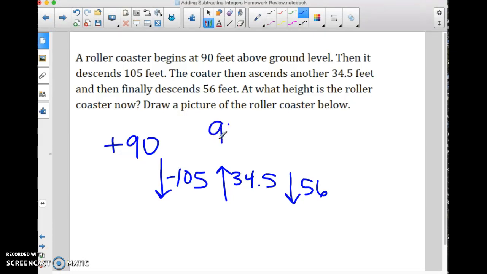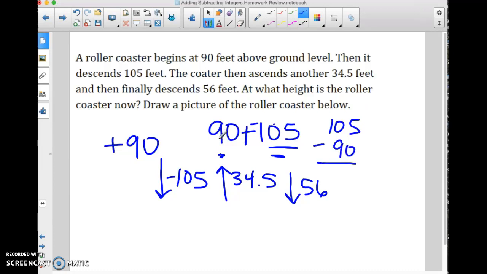minus 105. You notice 105 is a lot bigger than 90 is. So we're going to keep, change, change. Different signs. We have a negative and a positive. So we're going to do 105 minus 90. Make sure you put the bigger number on top when you subtract. So 5 minus 0 is 5. We can't do 0 minus 9, but 10 minus 9 is 1. It's going to be negative because that 105 is bigger. So far, we are at negative 15, and we've done this one and this one.